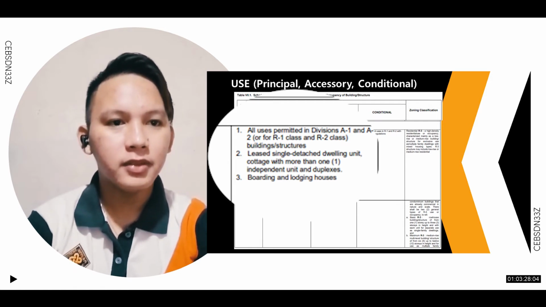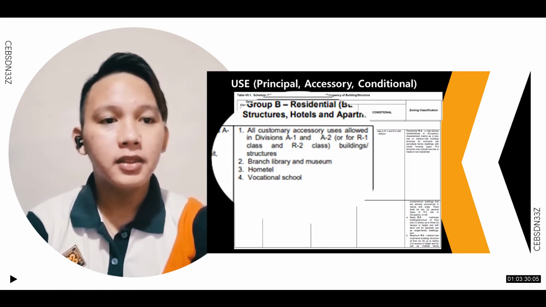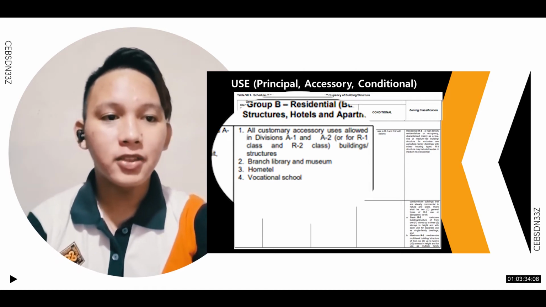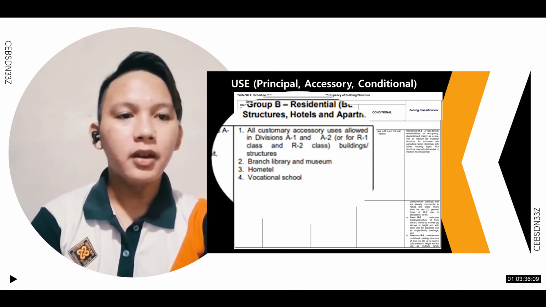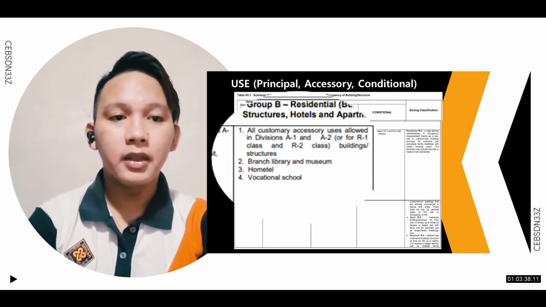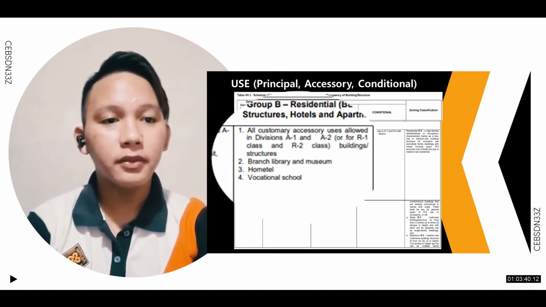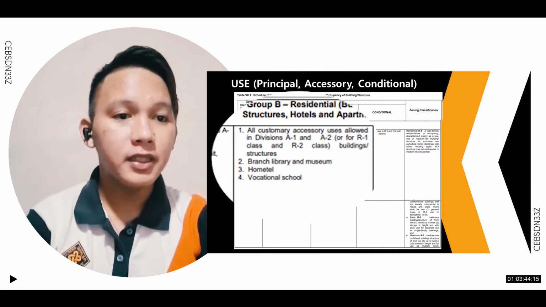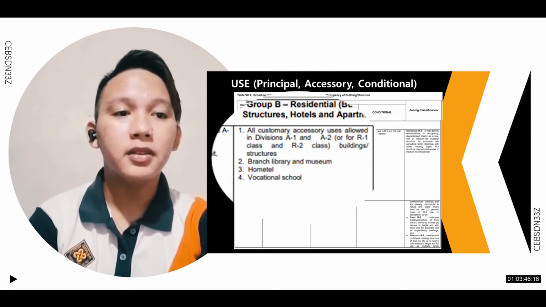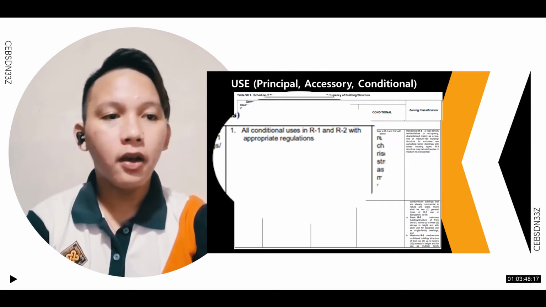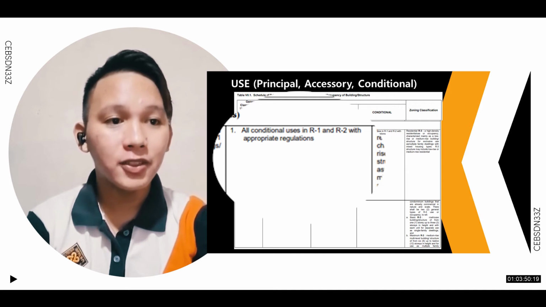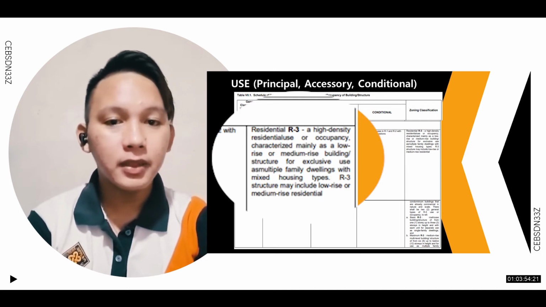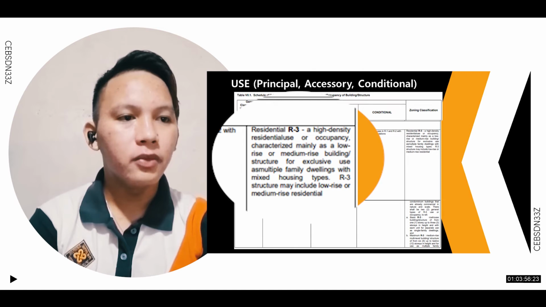Next, the accessory uses of Division B1. Number 1. All customary accessory uses allowed in Division A1 and A2, or for R1 class and R2 class building structures. Number 2. Branch library and museum. Number 3. Homelet. Number 4. Vocational school. Next, we have the conditional uses of Division B1. All conditional uses in R1 and R2 with appropriate regulations. And lastly, the zoning classifications of Division B1.